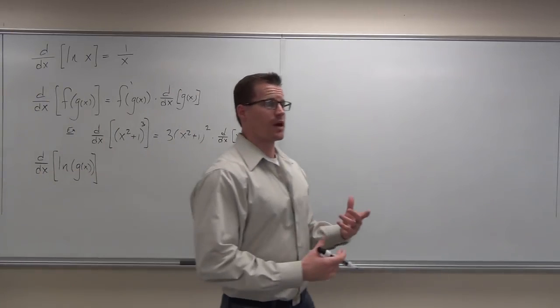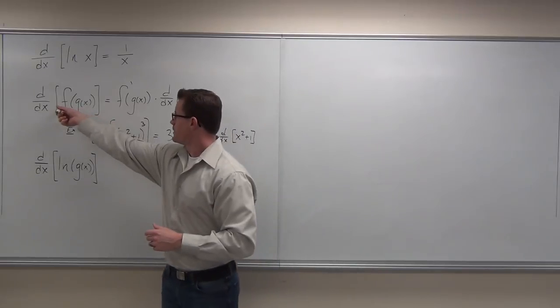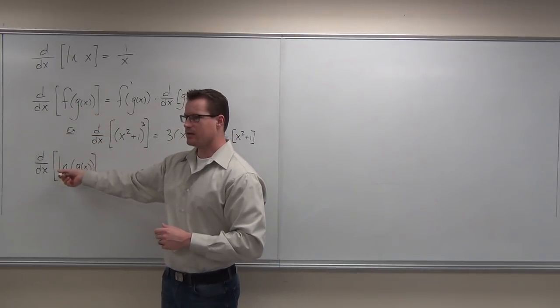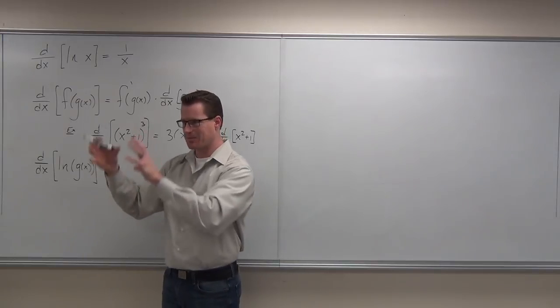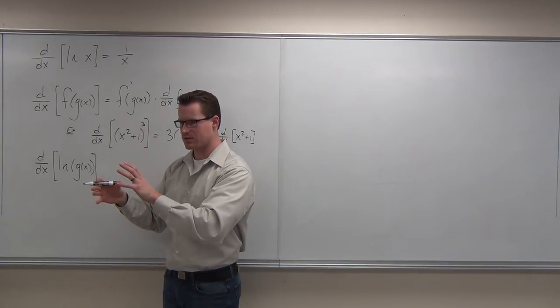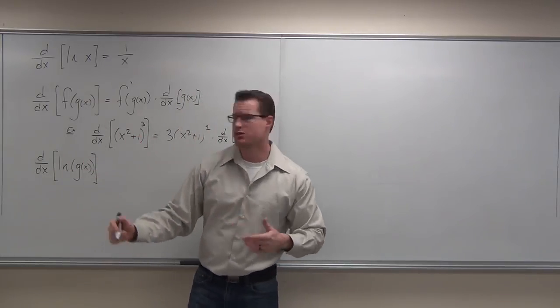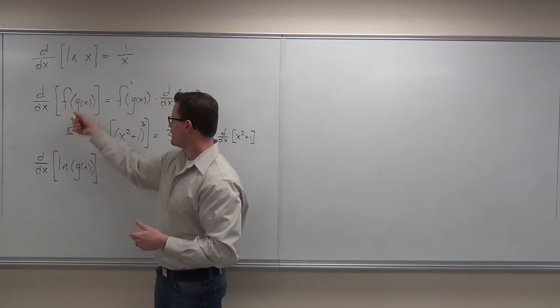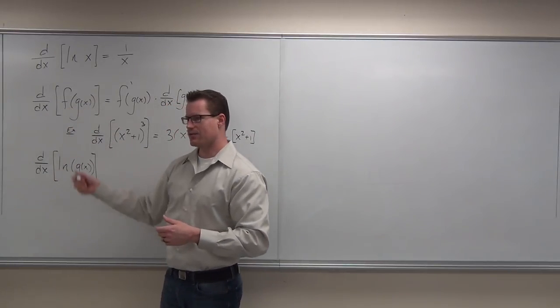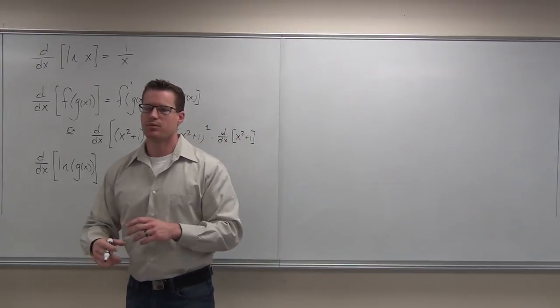In our case right now, the function f is just ln. So the function ln takes the place of the function f right here. Does that make sense to you? Ln, natural log, is a function, so it's taking the place of f. If we have any sort of function of x inside of that, we're going to do the chain rule.